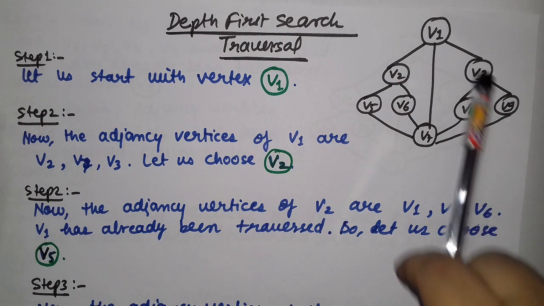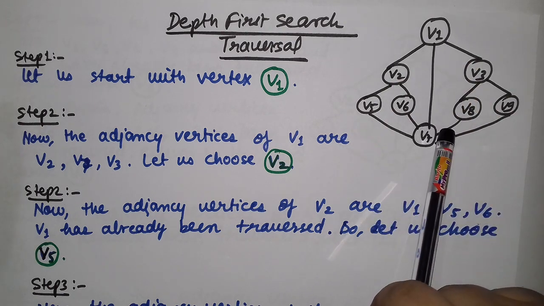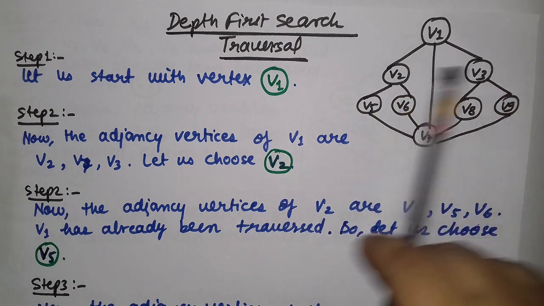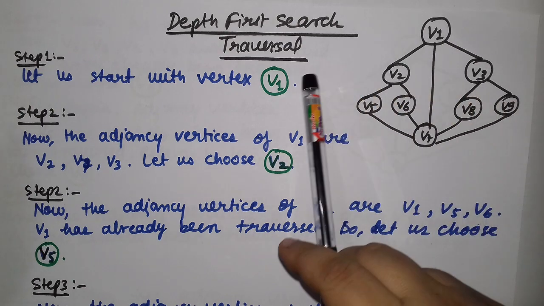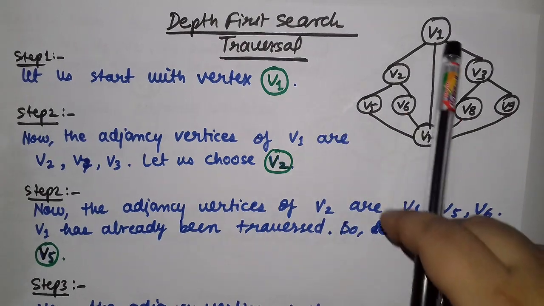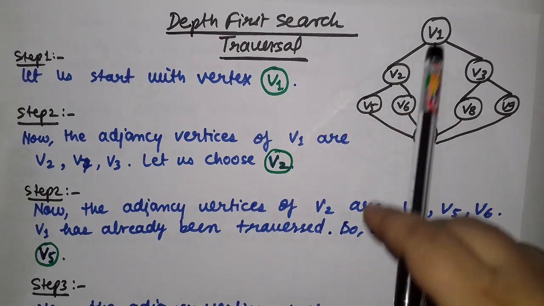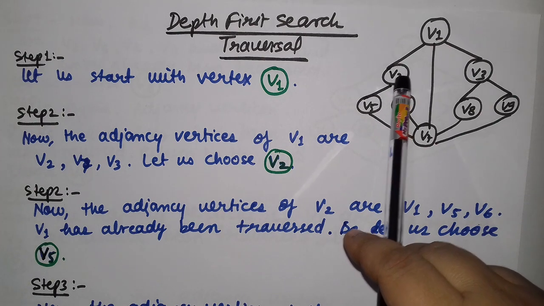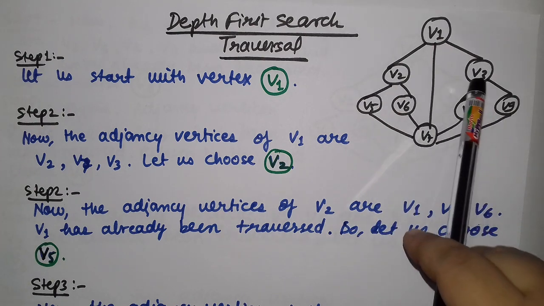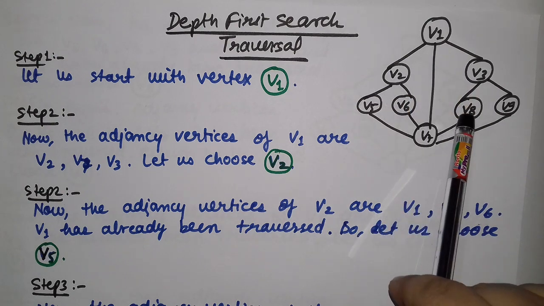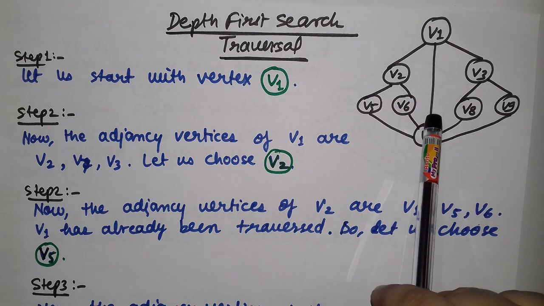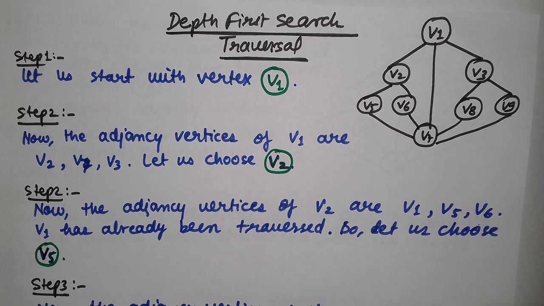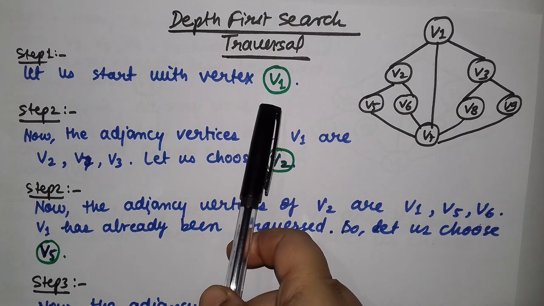In breadth first search, when we traversed, we used to go top to bottom, taking the width or the breadth. But in the case of depth first search traversal, we will go downwards through the graph. As we know, the meaning of traversal is going through each and every vertex or node of the graph. Here also we will do the same thing, but the method is different compared to breadth first search. So let us start with the vertex V1.